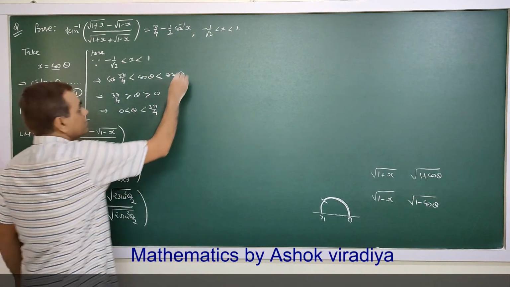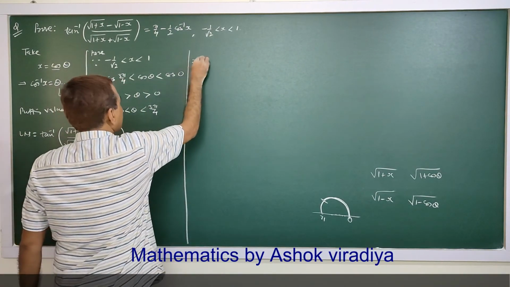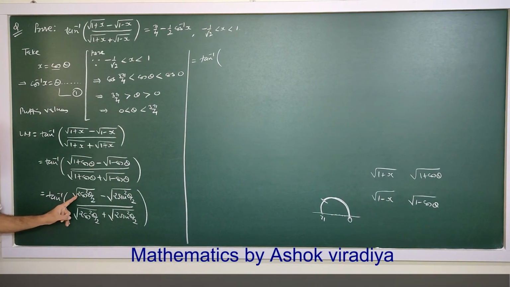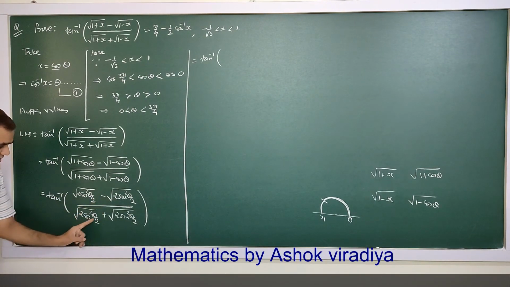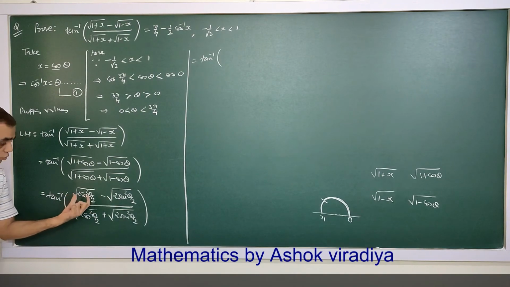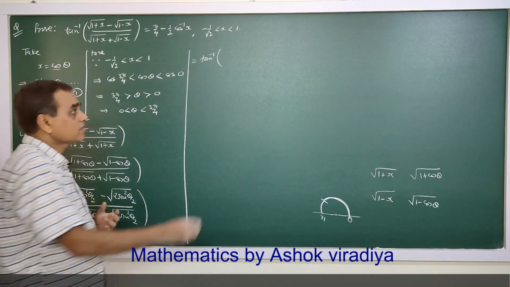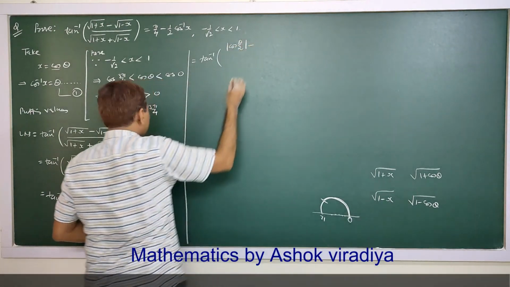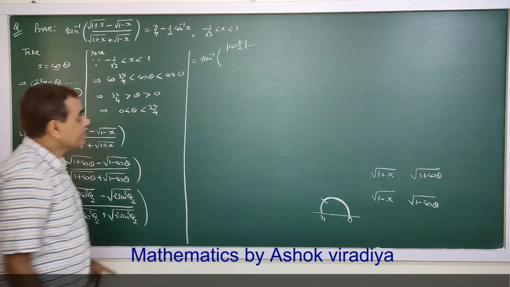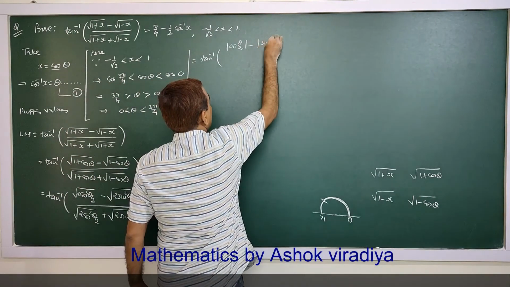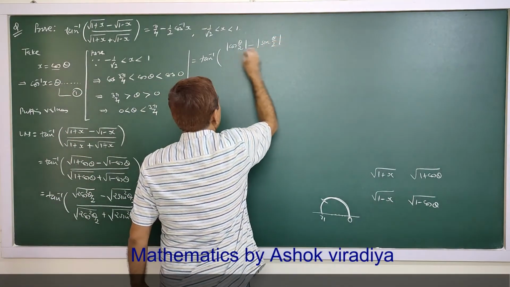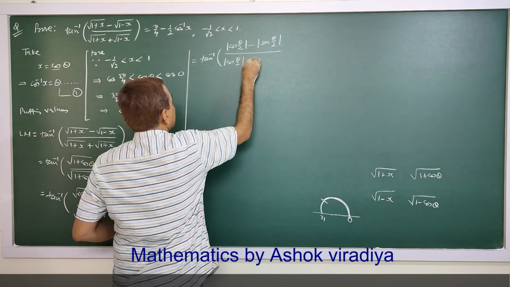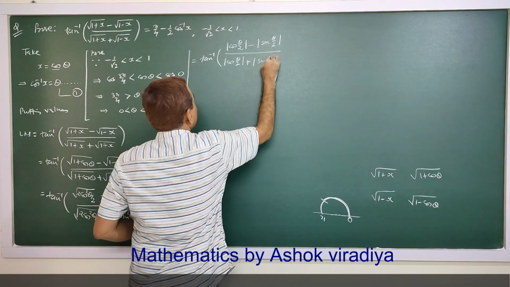So therefore it is equal to tan inverse. The square root of 2 will be cancelled. So what is left? Root cos square theta by 2. Root cos square theta by 2 is modulus cos theta by 2. Root sin square theta by 2 is modulus sin theta by 2. Similarly in the denominator, modulus cos theta by 2, modulus sin theta by 2.